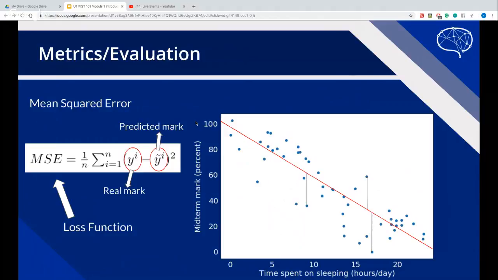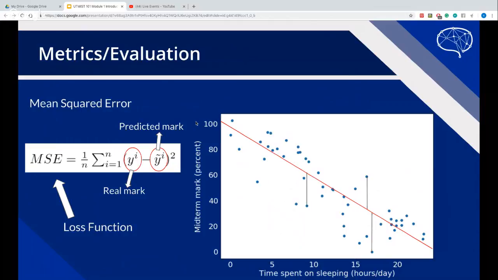The red line there is our hypothesis. What we do is we get the distance between the data point and the line. The vertical distance is y minus y tilde. We get that distance and then square it, and then we do the same thing for all data points. Why would we square them?